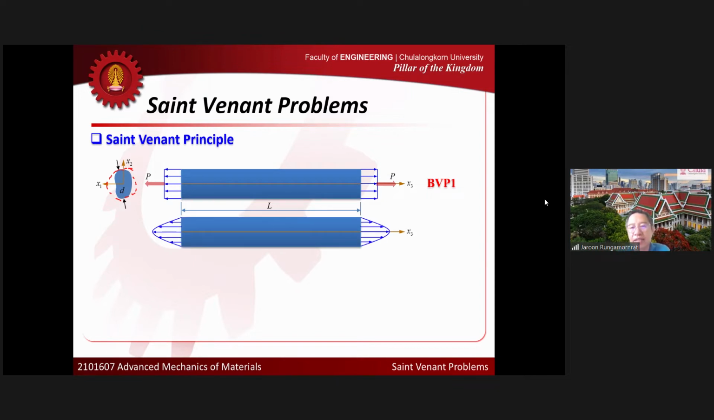Now look at the second case. I look at the same body, but now I just simply change what?